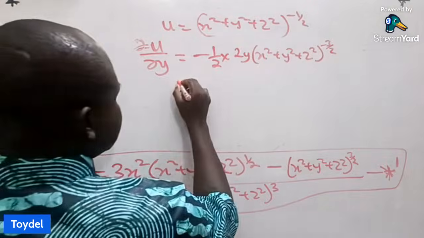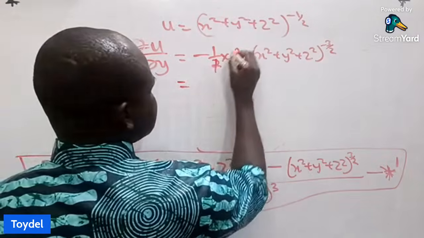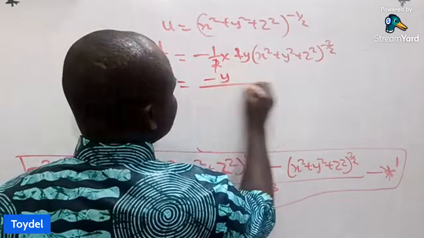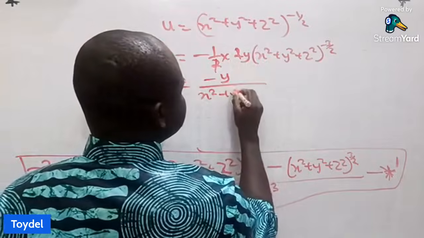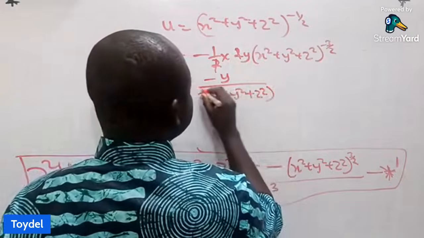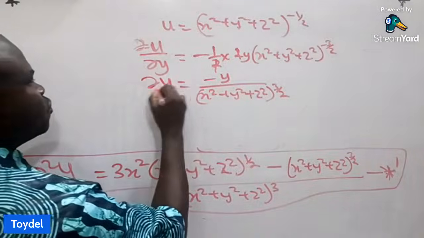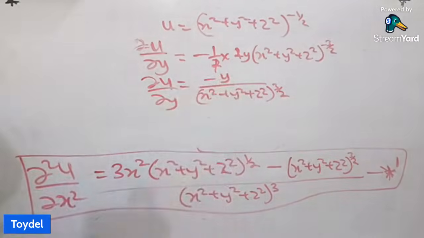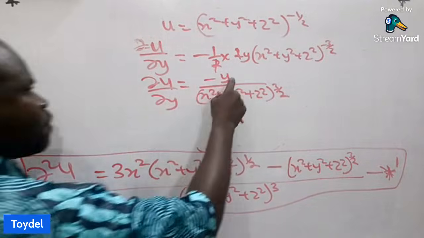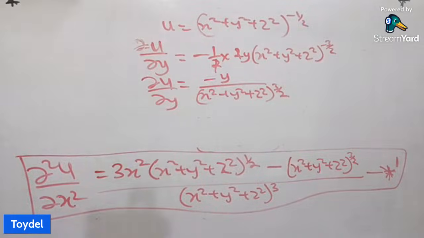Then at the end of the day, this will cancel this, and I'll get it to be minus y all over x squared plus y squared plus z squared, everything raised to the power 3 over 2. If you check ∂u/∂y, it's the same thing that we got. The only difference is that I have y here.